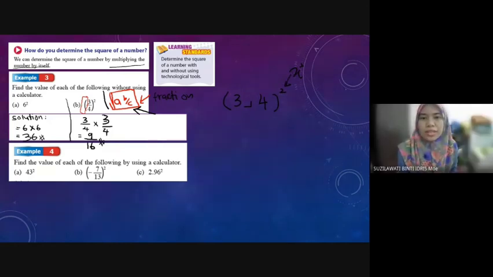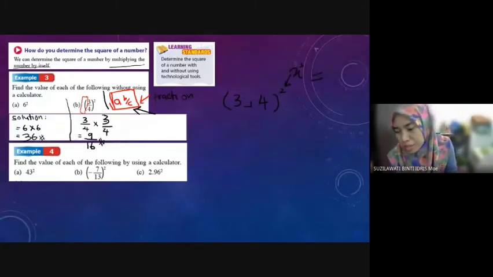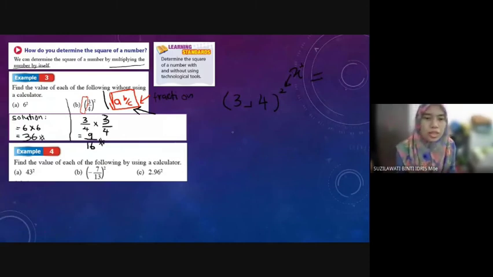Then after you press x squared, it looks like this on the screen. Press equal. When you press equal, on the screen you will see 9, 16. Okay, on the calculator screen, this symbol refers to over. Ini maksudnya over lah, 9 over 16. Simbol yang ini maksudnya over.